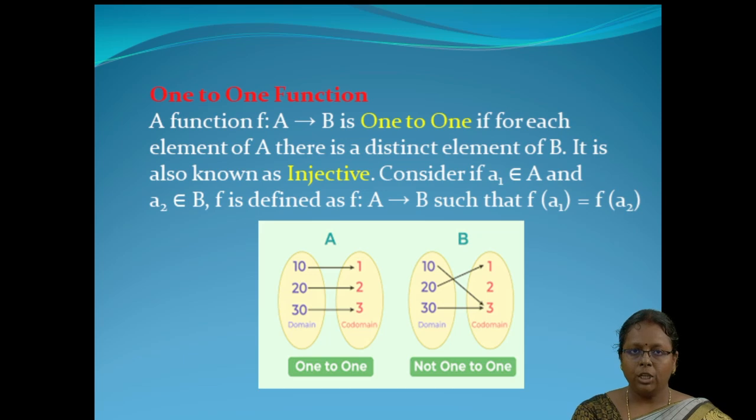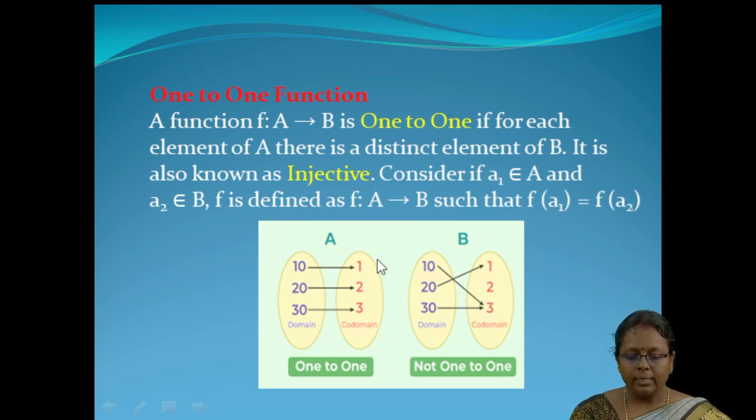Coming to the definition of 1-1 function. A function f from A to B is 1-to-1 if for each element a of A there is a distinct element of B. It is also known as injective. Consider small elements a1 and a2 belonging to capital A, and f defined from capital A to B such that f of a1 equals f of a2.